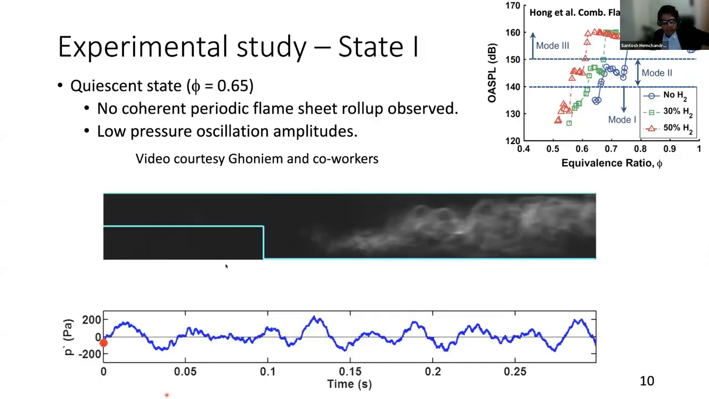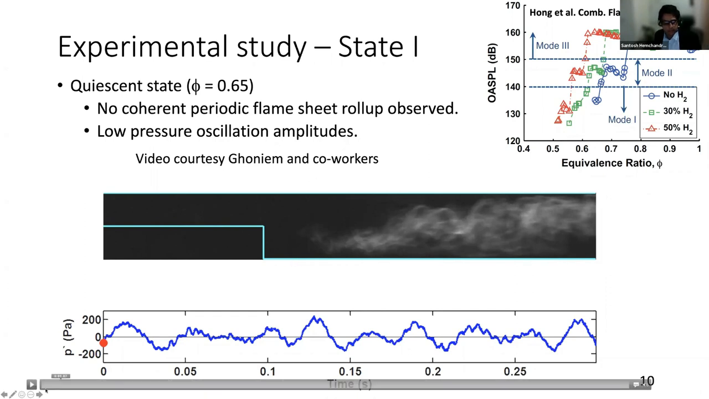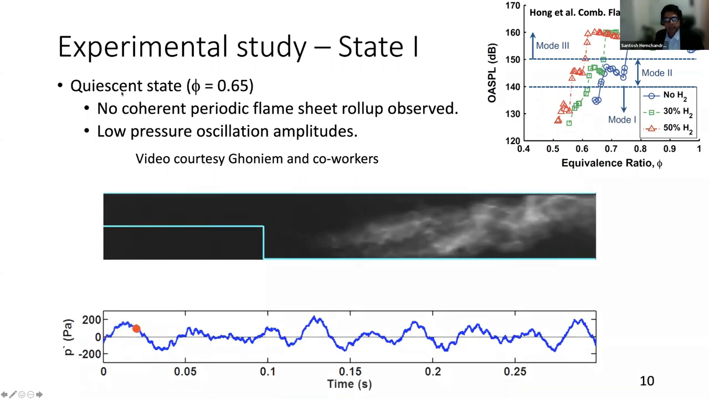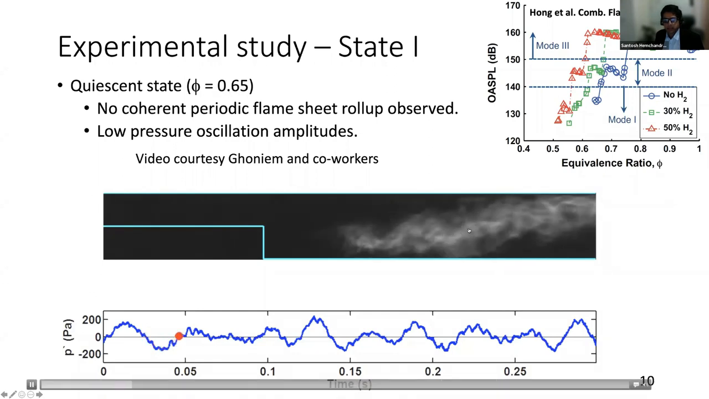So this is now a line of sight chemiluminescence visualization of the flame dynamics. This is now the first state. If I can get this to play. Okay, there we go. So this is the first state where there is no instability. That's a quiescent state. This is at an operating phi of 0.65. And you see that the flame's not doing much. It's just flapping around. And if you look at the pressure here, it's about 200 Pascals. And you see that it's not very coherent. There is some intermittent coherence, but not much.